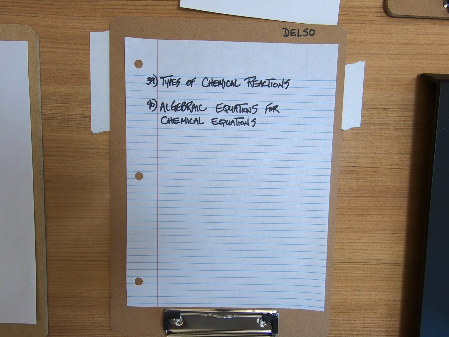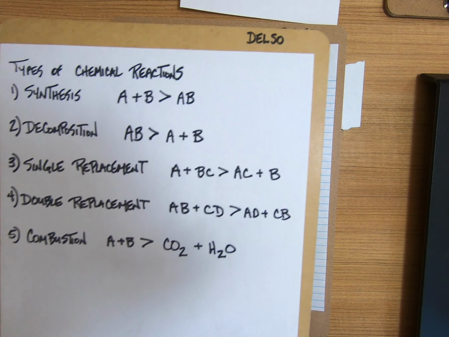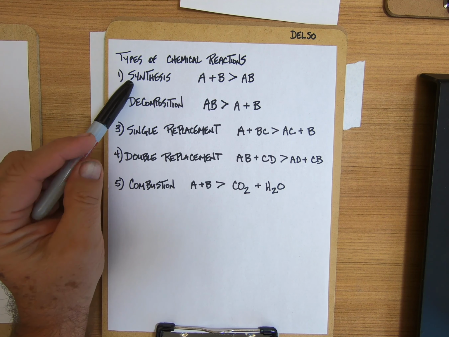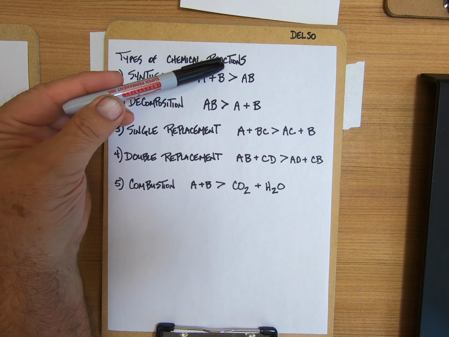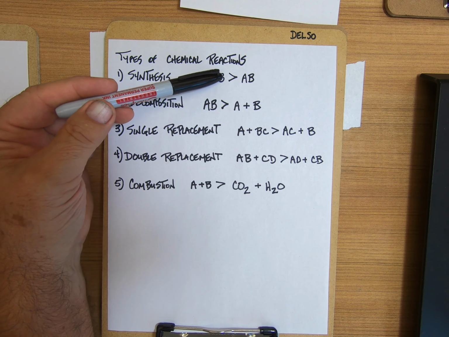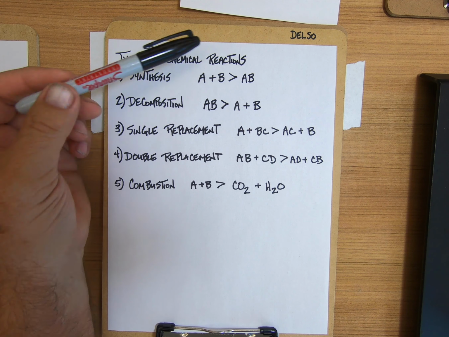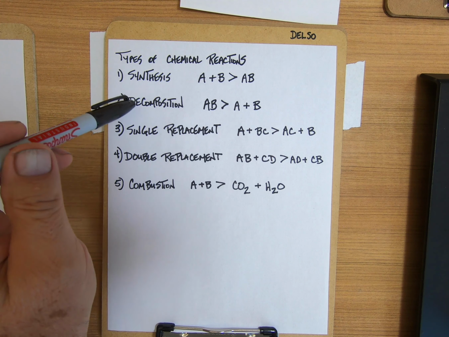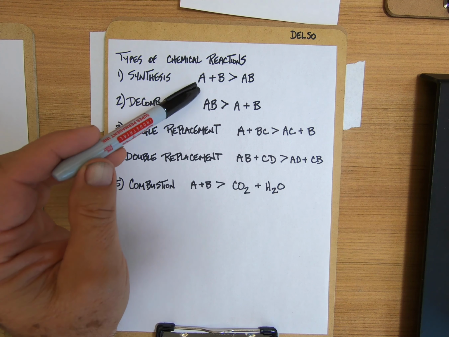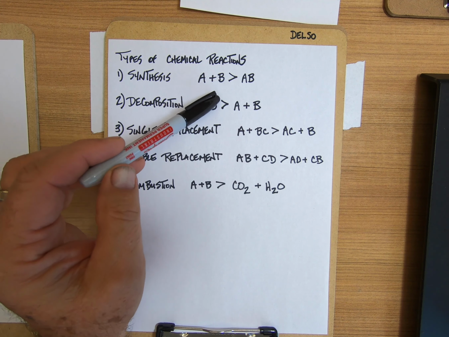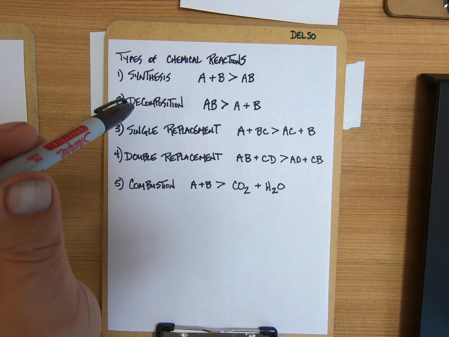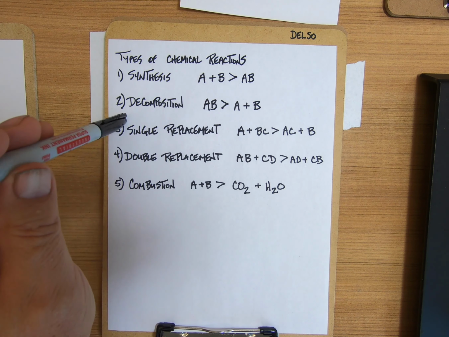Types of chemical reactions. We have a synthesis. A synthesis is when 2 things, hydrogen and oxygen, combine to form water. These 2 things come together. Decomposition is what we just talked about with hydrogen peroxide. We have these things together, then through the equation, they separate into different things.